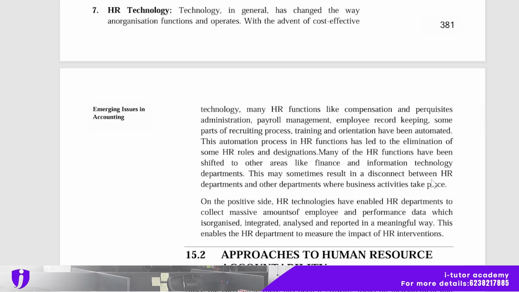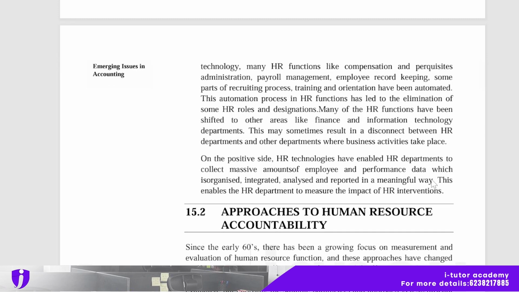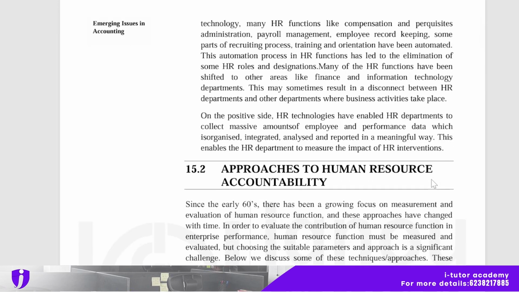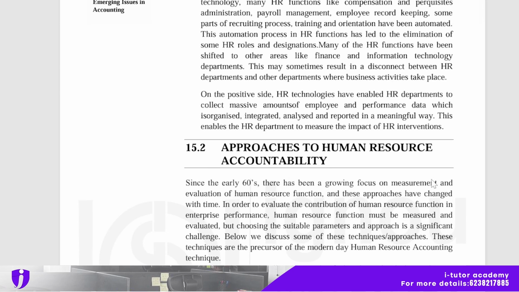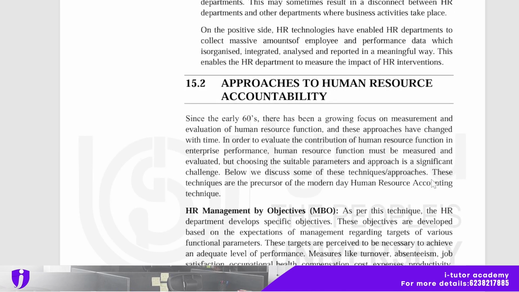On the positive side, HR technologies have enabled the HR department to collect massive amounts of employee and performance data, which is organized, integrated, analyzed and reported in a meaningful way. This enables the HR department to measure the impact of HR interventions.